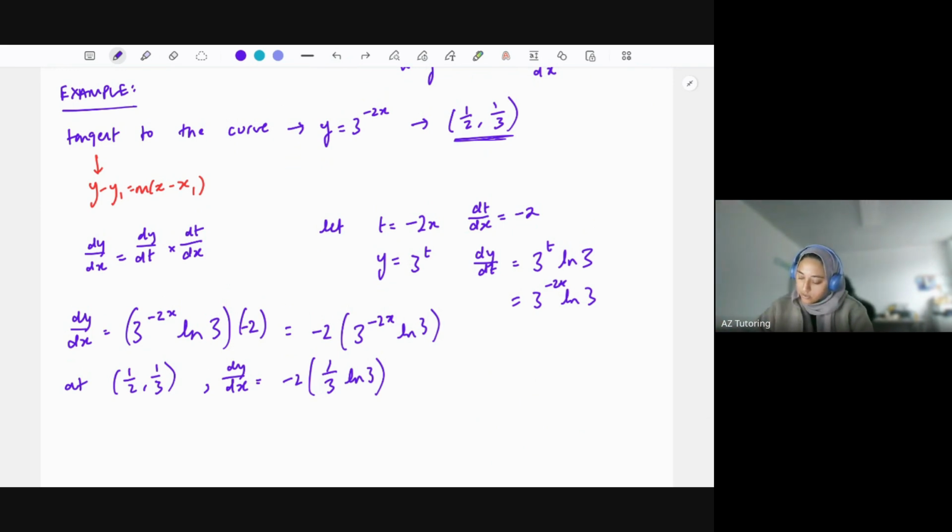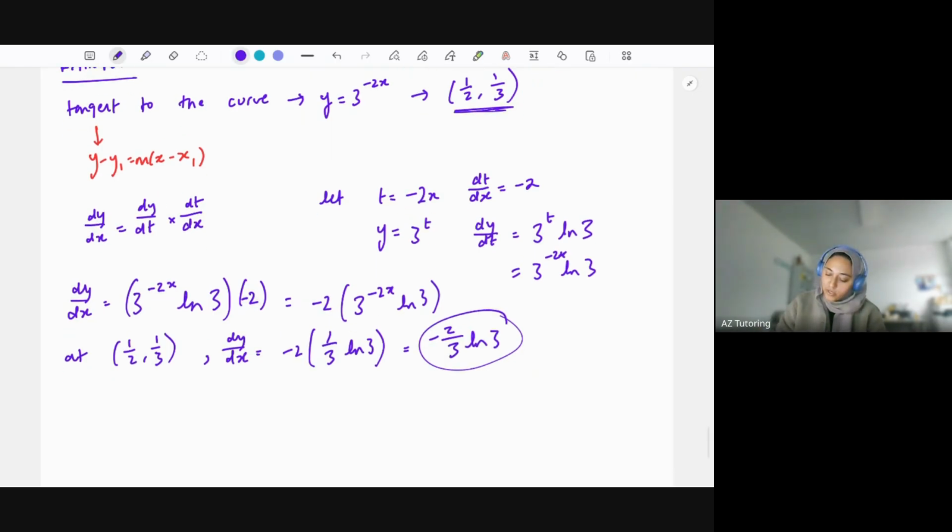Okay, so for this, we would get minus 2 over 3 ln 3. So we found our gradient, and ln is just a number. So on your calculator, there is an ln button, so you'll get a number out of it. So we found the gradient, and we just leave it like that because it's accurate.